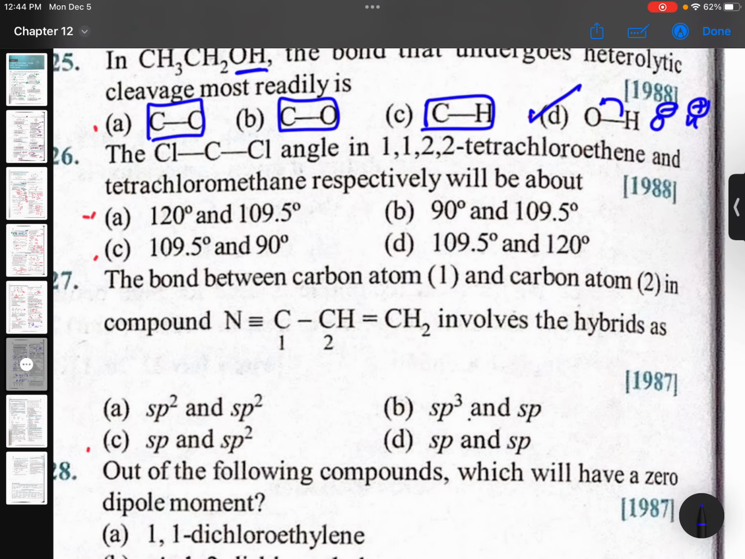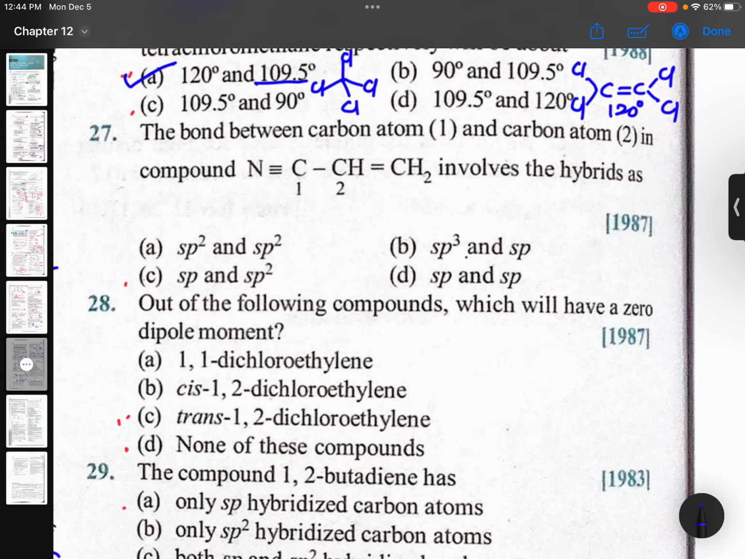1988, very old questions. The Cl-C-Cl angle in 1,1,2,2-tetrachloroethene: C double bond C, all chlorines. So all are sp2 hybridized, so angles must be 120 degrees. And what is it asking? The angle in tetrachloroethene and tetrachloromethane. Tetrachloroethene is this one, 120 degrees. Tetrachloromethane, if they are asking, is like this. So here all are sp3 hybridized, so that is 109 degrees 28 minutes or 109.5 degrees.